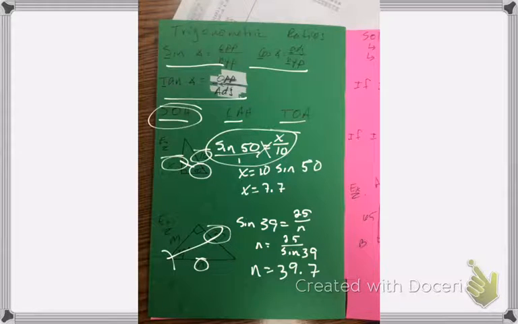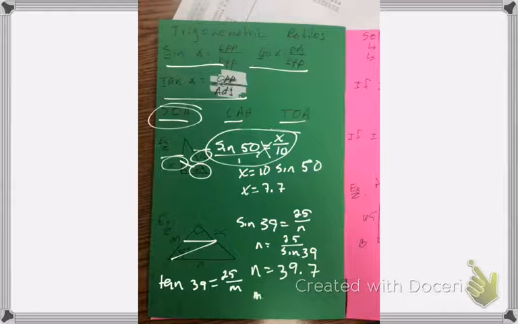Same thing with m. With 39 degrees, I need sine, cosine, or tangent. But now, I want to use the opposite and the adjacent, which is tangent. The opposite is 25. The adjacent is m. m is down low, so I'm going to switch these two. And so m becomes 25 divided by the tangent of 39, which gives me 30.9. Okay, so that's how we're going to use these trig ratios.